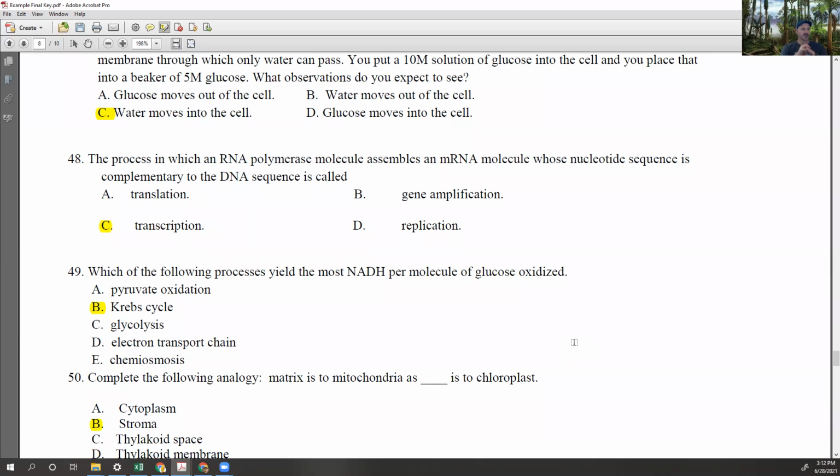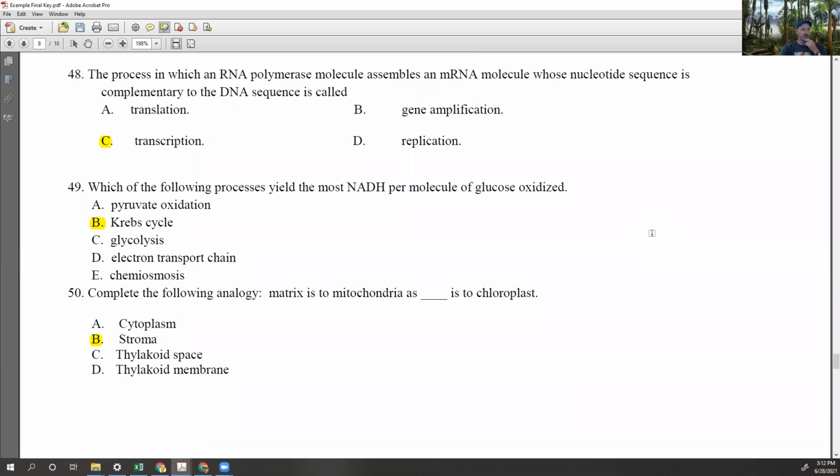48, the process in which RNA polymerase assembles an mRNA molecule. What is that called? Number 48, that's C, transcription. 49, which of the following yields the most NADH per molecule of glucose? I believe that will be the Krebs cycle. Actually, I have to make sure I have that memorized correctly, but I believe it's B. You can check your own notes, double check that one.